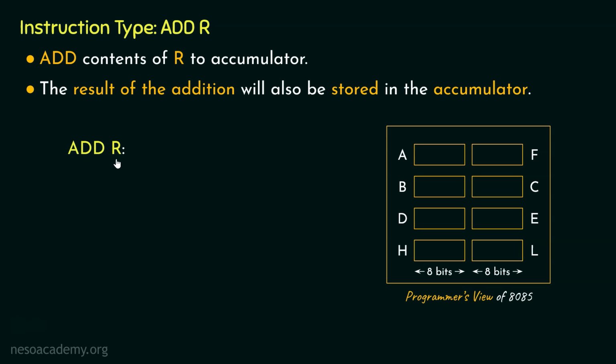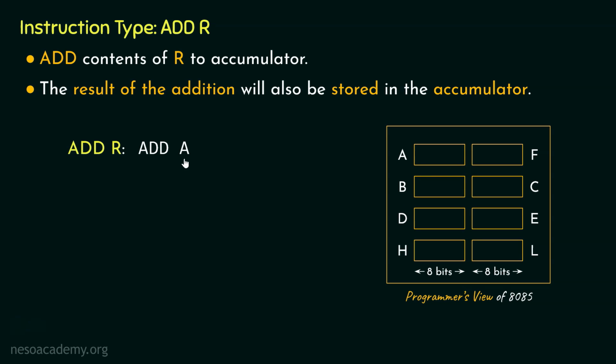Consider the first instruction, it is ADD A. Now what will it do? Try to understand this. We are adding the content of the accumulator with the content of the accumulator itself. So basically, execution of this instruction will double the contents within the accumulator register.